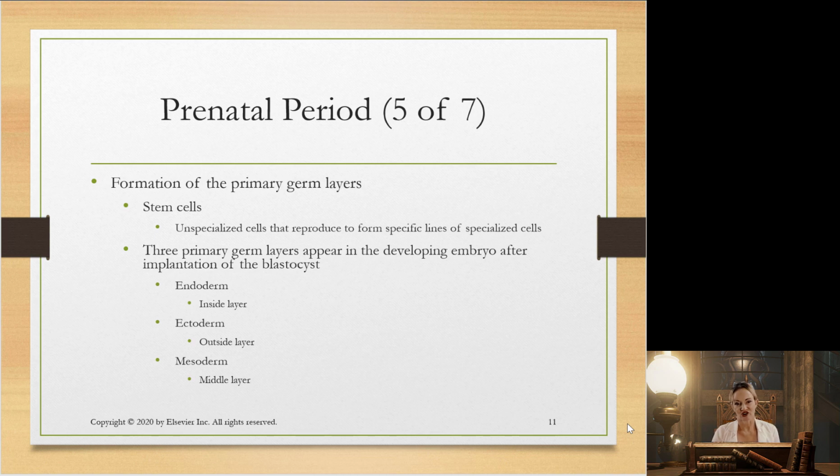Formation of our primary germ layers, or stem cells. These are unspecialized cells that reproduce to form specific lines of specialized cells. There are three primary germ layers that appear in the developing embryo after implantation of the blastocyst to the uterine wall. We have the endoderm, which is the inside layer. We have the ectoderm, which is the outside layer. Then we have the mesoderm, which is the middle layer.